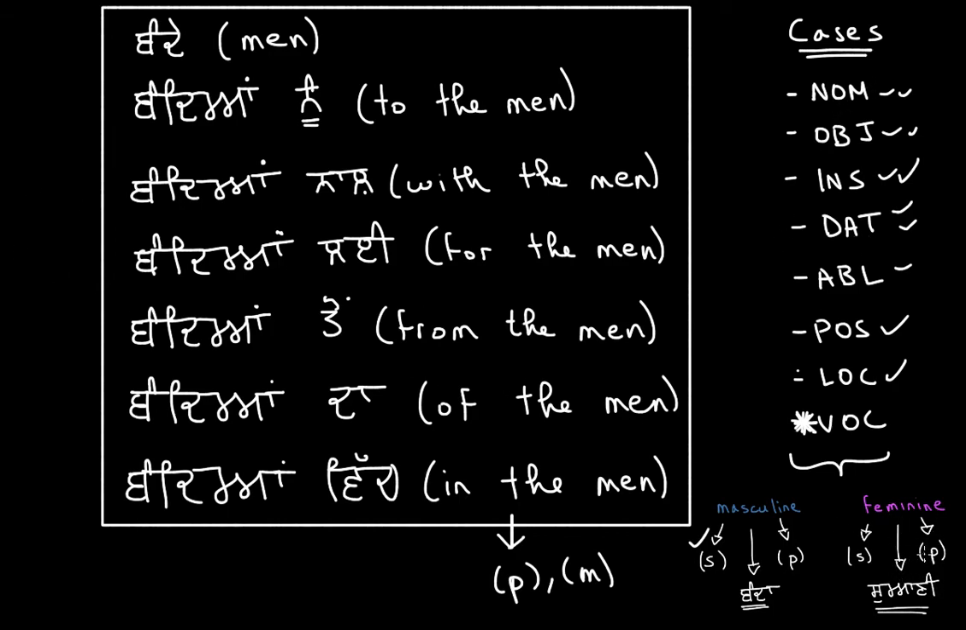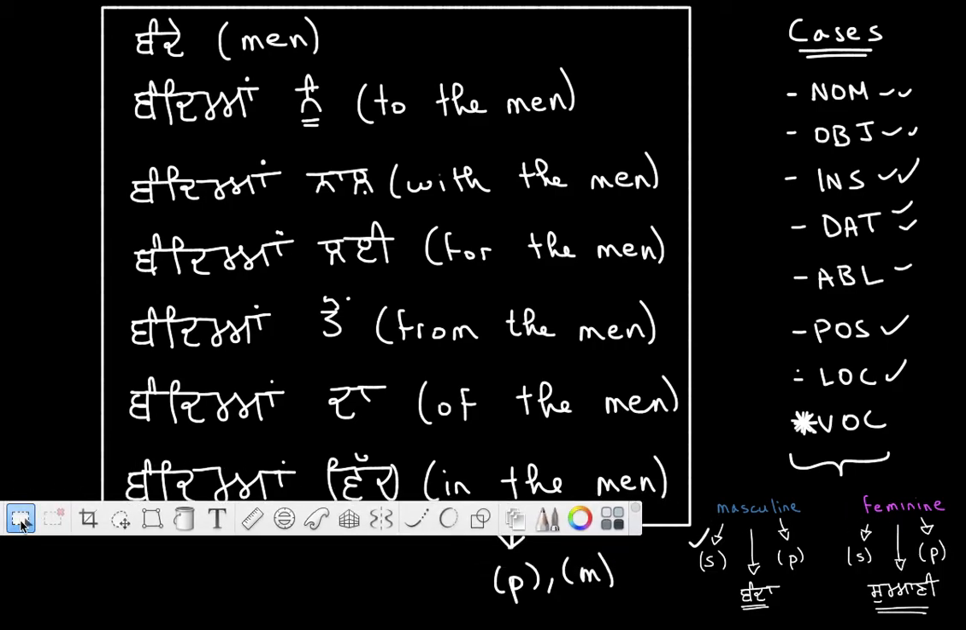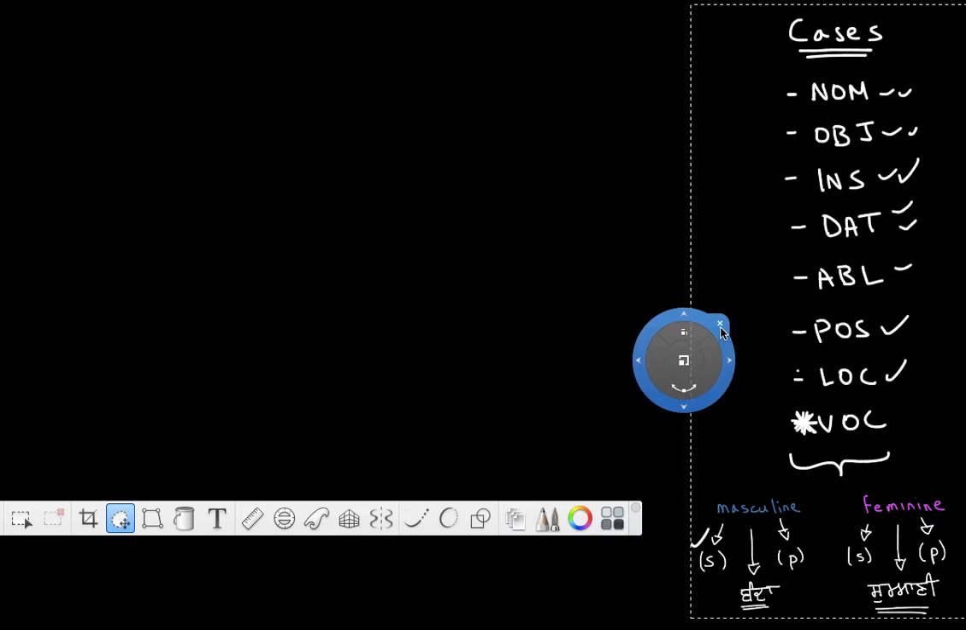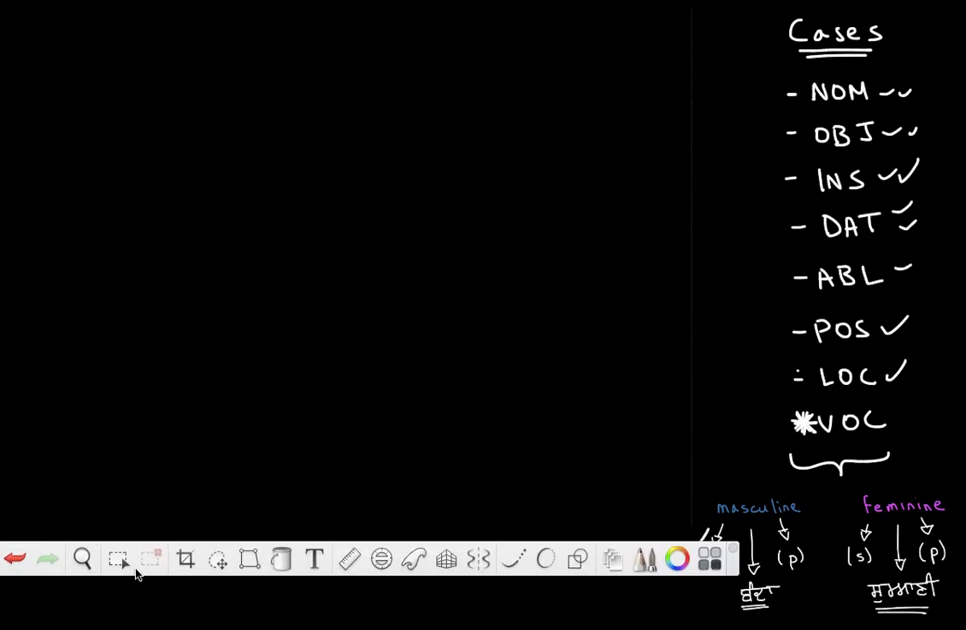So for our feminine word, we had swarni. For swarni, we have the singular and the plural. Let me once again copy this, and let's go to a new slide to do the singular female version of the material that we have just covered. There's a very faint line right over here, which I'm going to just delete. There we go. So let's get started.